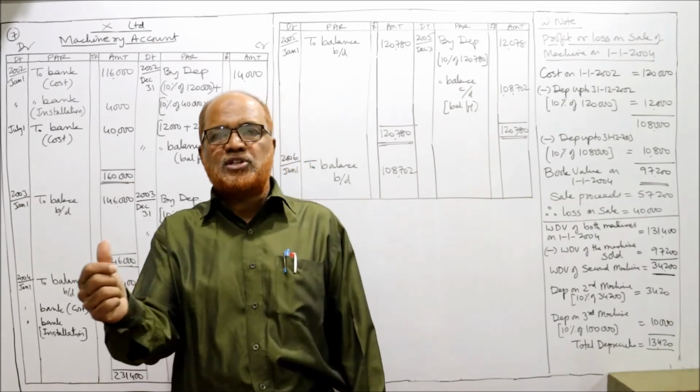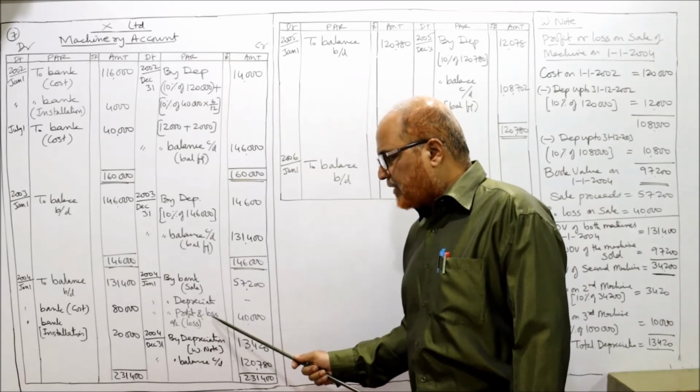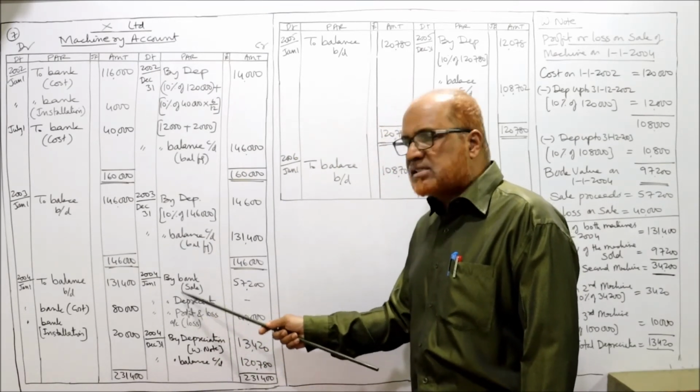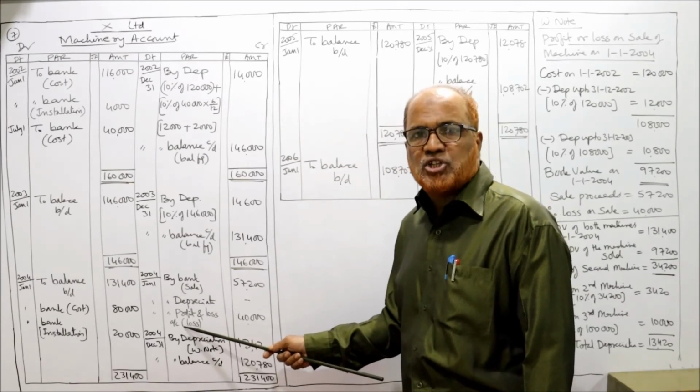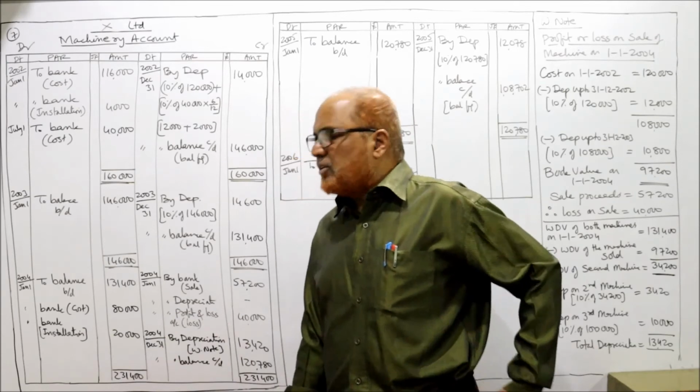This loss on sale of machine will be taken on the credit side. By profit and loss account, loss 40,000. So these are the 3 entries at the time of sale of the machine. Over. Now, on the same date, a new machine was purchased.